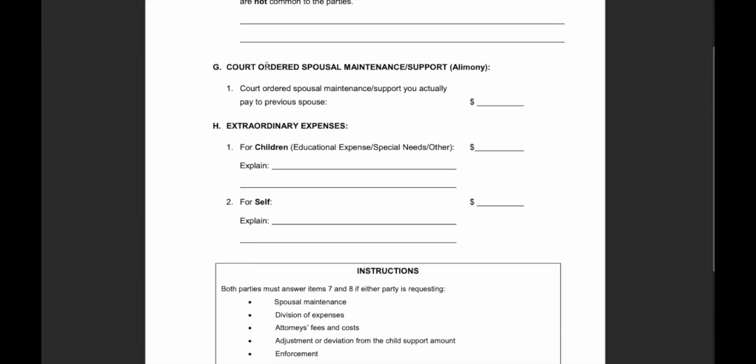Name and relationship of minor children who you support or who live with you but are not common to the parties. Keep in mind that on page 1, if you have children outside of the people listed, these are the children that you're going to list, not your current children between the parties associated with this case. Court-ordered spousal maintenance you actually pay to a previous spouse: this only applies if you're paying for somebody else. This is not a line that you're going to indicate if you are receiving current spousal maintenance or asking for it.